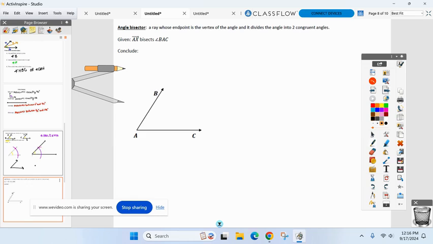Where do you know where to put the letters? Well, B and C don't matter, but A has to, because I named it BAC. A has to be the vertex, because A's in the middle. Correct. I could easily switch B and C up there and it would be the same angle. Good question.